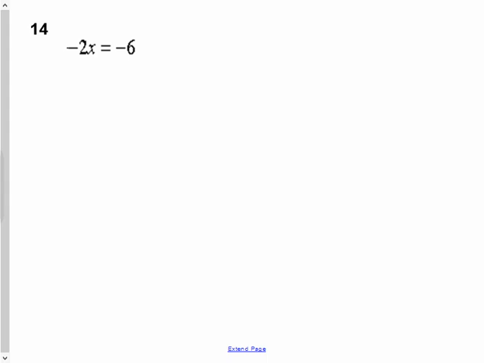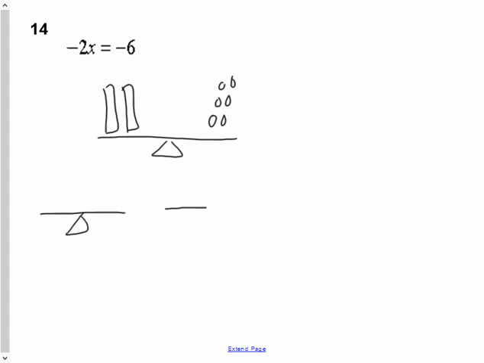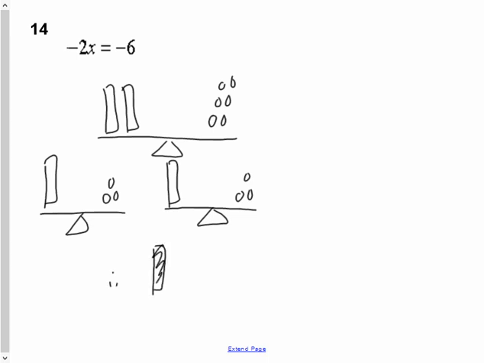Question 14, negative 2x equals negative 6. So 2 negative x's, or negative 2x, equals negative 6. Therefore, here's your drawing. Now watch, a lot of people get this wrong. If 2 negative x's equals negative 6, then each of these negative x's must be equal to negative 3. And therefore, there's your therefore symbol, a positive x is equal to positive 3, or x equals 3.